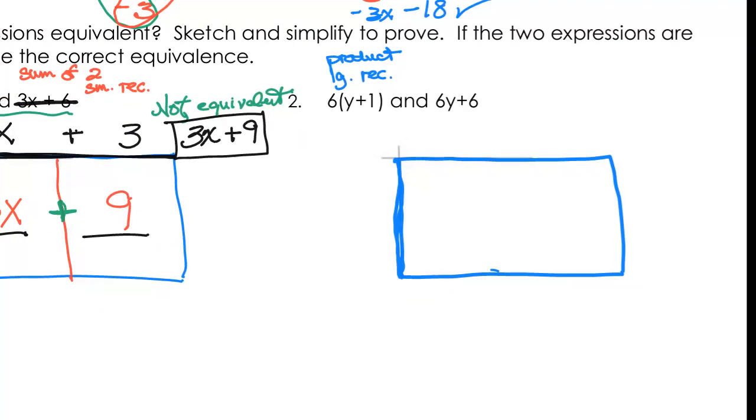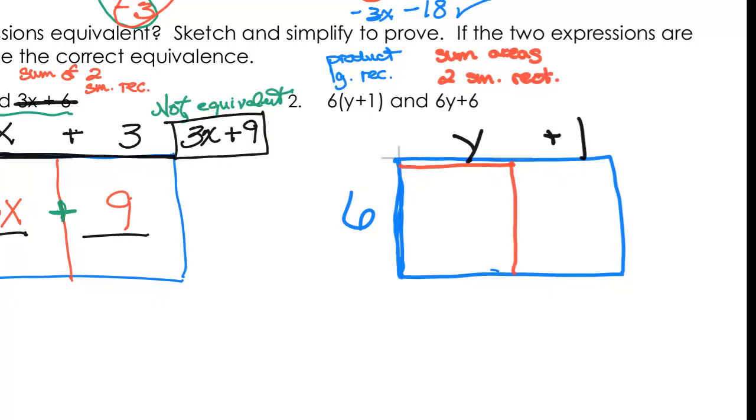So what is my length on the side? Anyone? 6. And what is my width? Y plus 1. Okay, there it is. Now I'm looking at the sum of my areas, and that's the two smaller rectangles. So I am going to separate those like so.